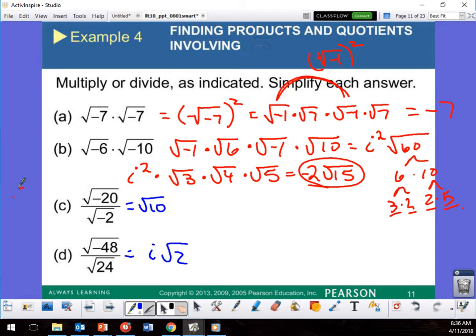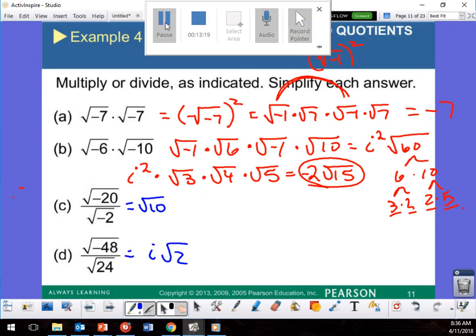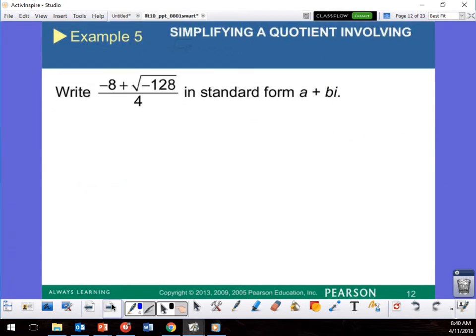All right, so this is example 4. I want you guys to take a look at your homework. Grab one of the questions from example 4. All right, so this right here, example 5.